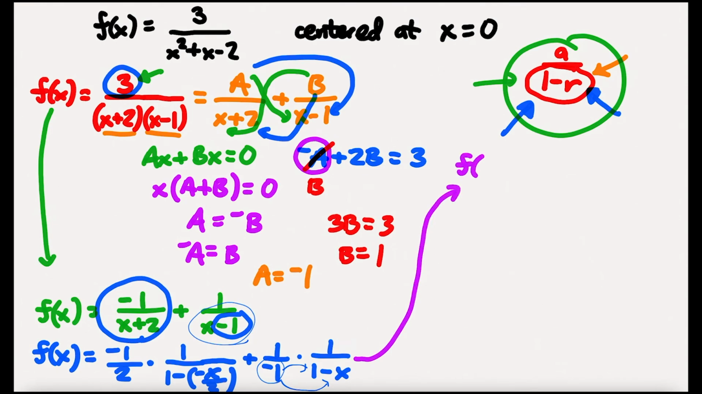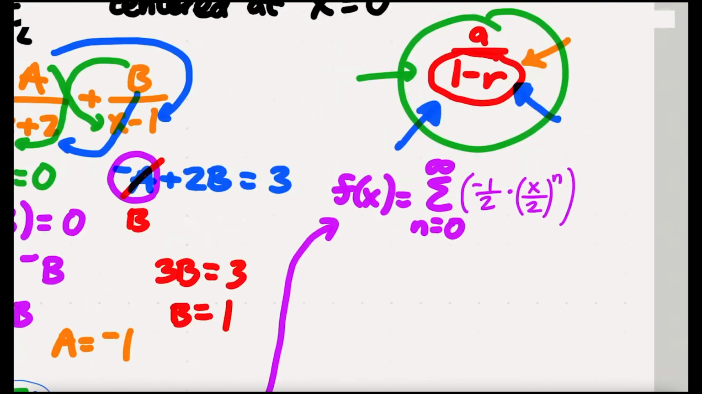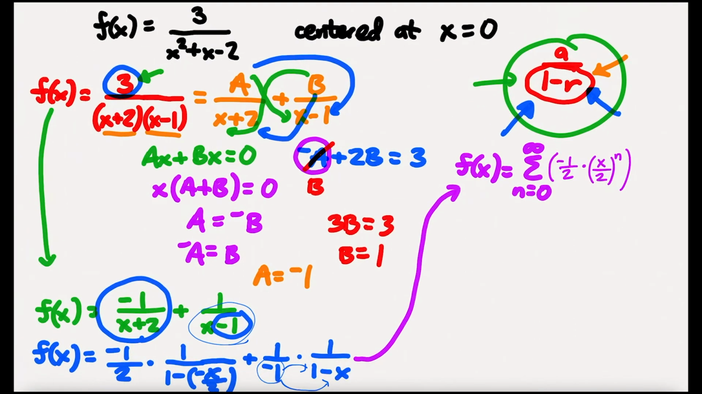So we have f of x being equal to, okay, so that first one is -1/2. So that first one is going to be the sum from n equals 0 to infinity. I'm going to zoom in a little bit here, and it's going to be times -1/2 times x over 2 to the n power. Okay. Then we're going to add this. So what I just did there was this part right here.